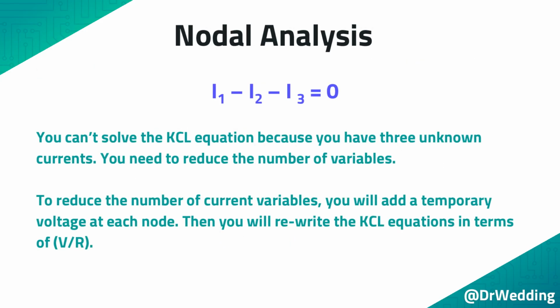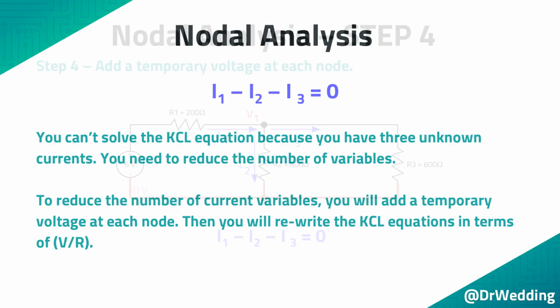You can't solve the KCL equation because you have 3 unknown currents. You need to reduce the number of variables. To reduce the number of current variables, you will add a temporary voltage at each node. Then you will rewrite the KCL equations in terms of a voltage divided by a resistance.